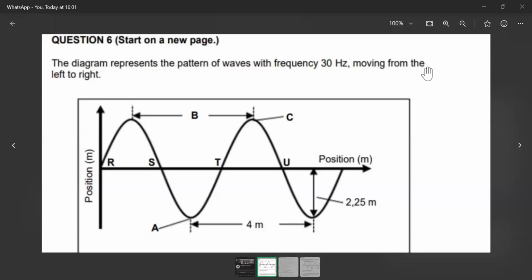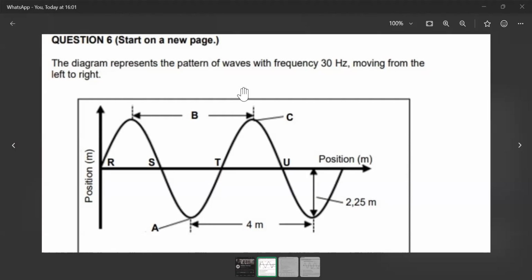So here they say the diagram represents the pattern of waves with a frequency of 30 hertz moving from the left to the right. All right. So now we already know the frequency of these waves. That's fine. Now, if we look at this diagram, we can see that we actually have two complete waves.